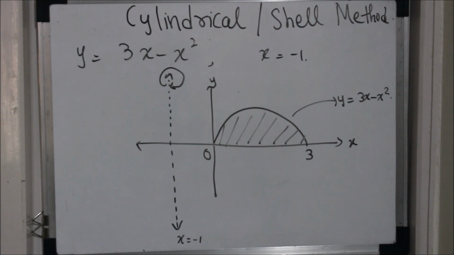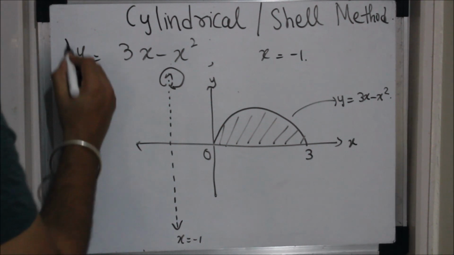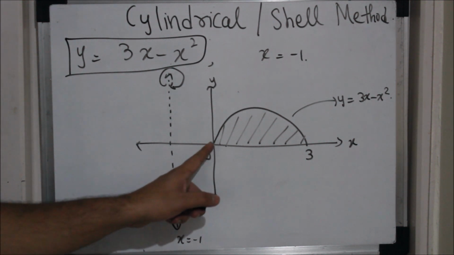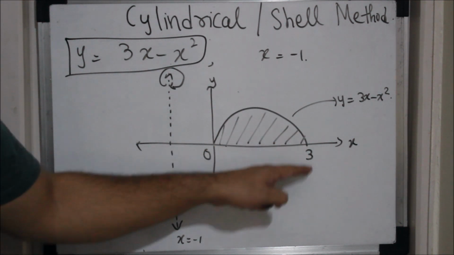But many times when you use the washer method, things become quite complicated, since the integration might come out very bad. Let me take an example. If I take y equal to 3x minus x square, this is the curve. It's a quadratic, so it has to be a parabola. If you try to draw it, this is the parabola, with x going from 0 to 3.